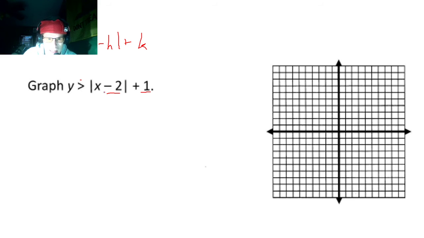So -2 inside our absolute value means that we move 2 units in the positive direction on the x-axis. And then for our y-intercept, which is k, we follow and move 1 unit up. So our vertex is here, and then we draw our graph. Remember, because it always ends up being a V, increasing x and y by 1 every time.